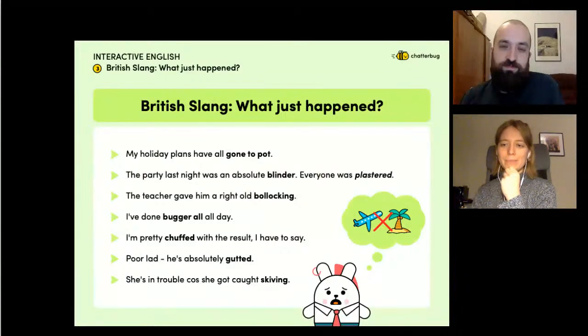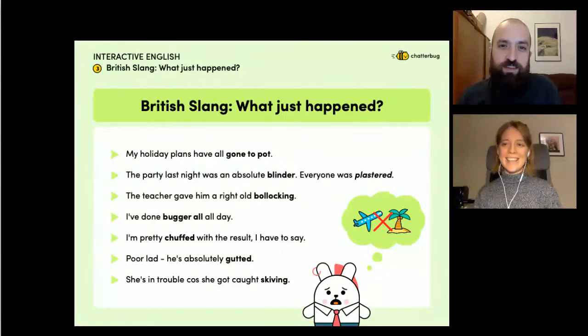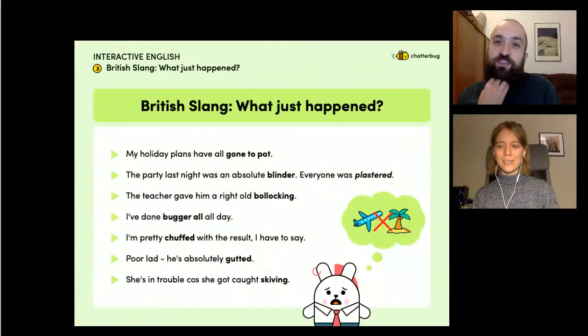Passing notes. No, it's not. It's skipping school. To ditch. We call that ditching. Ditch school. Yeah, skiving. It's ditching. So don't skive. Stay in school.